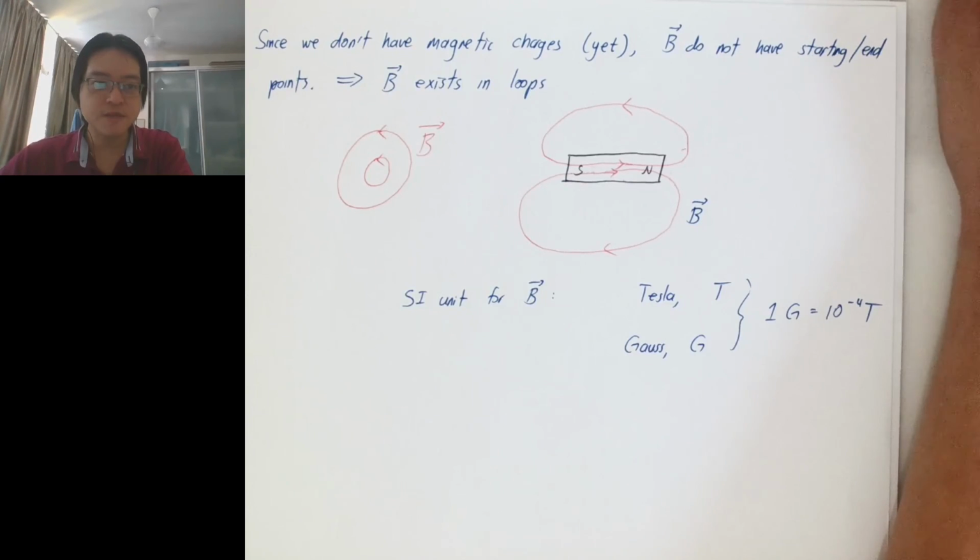Yeah, so 1 Gauss is 10 to the minus 4 Tesla. Okay, so that is the magnetic field.